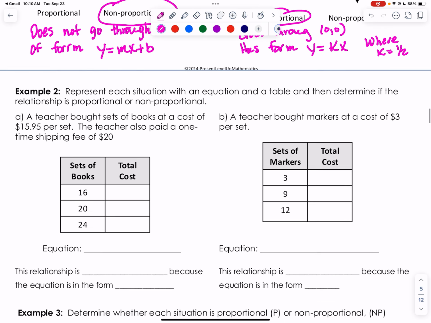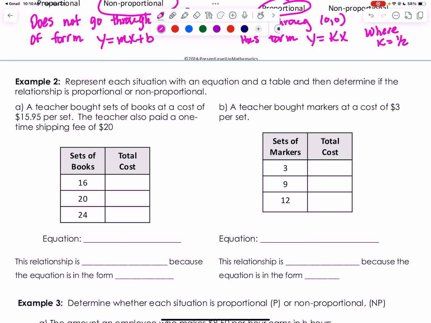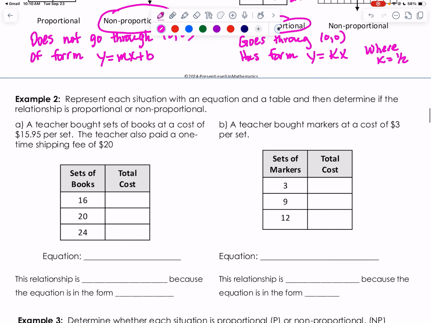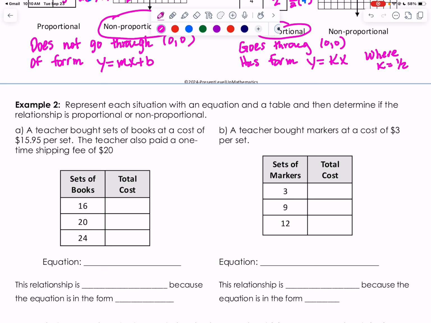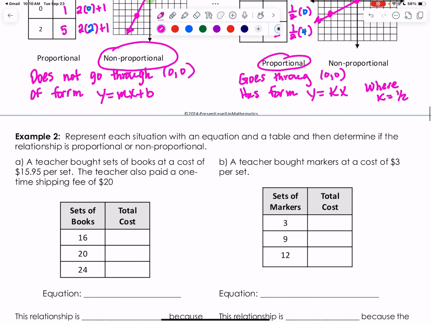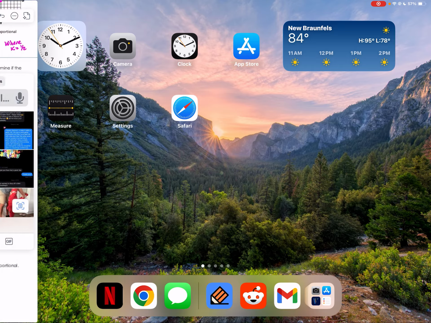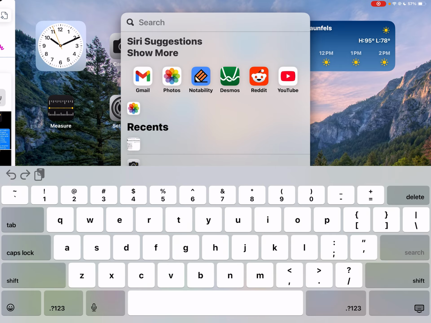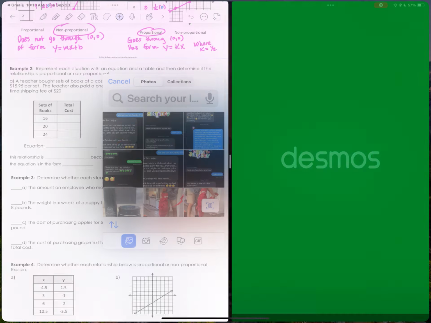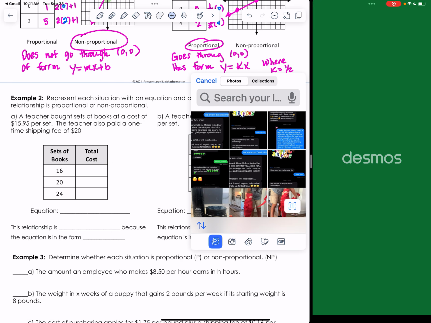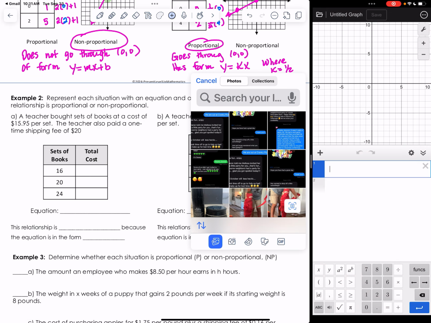All right, example 2. Represent each situation with an equation and a table and determine if the relationship is proportional or non-proportional. Now, I did not do this before I started, but we're going to need a calculator here. So let me bring up my Desmos calculator, because we're going to have some decimals here we need to work with. All right, awesome.